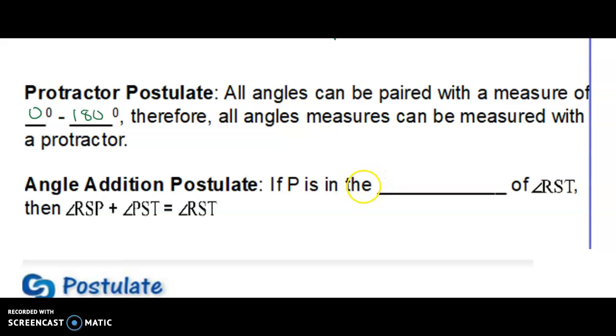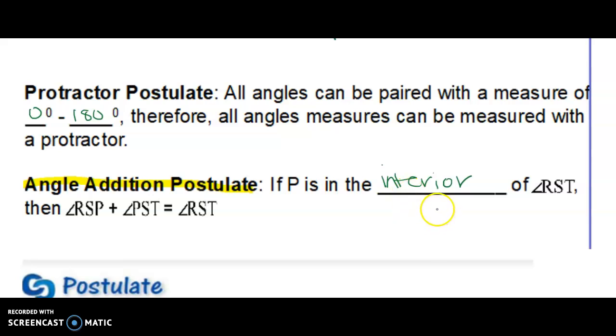The angle addition postulate, guys, says if P is in the interior of angle RST, then angle RSP plus angle PST equals angle RST. Now this is something kind of like the segment addition postulate. You need to know it. You need to put it in your back pocket. You need to memorize it. You need to understand it. I know all these words make it a little hard, so let's draw this out.